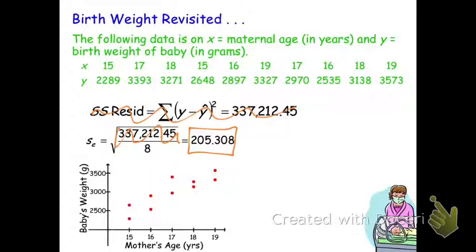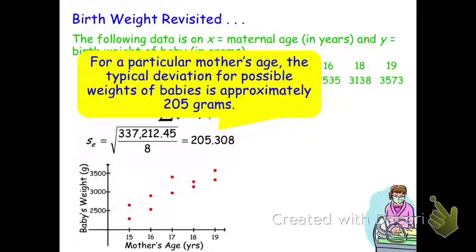We do have a new interpretation. You can either add it in your interpretation page, or you can put it somewhere maybe at the bottom of this page. If I were to interpret this number, I would say for a particular X value, so mother's age, this is just my X in context, the typical deviation for Y in context is whatever your standard deviation of the errors is. So this is a new interpretation, or a new script, that you are adding into your list.